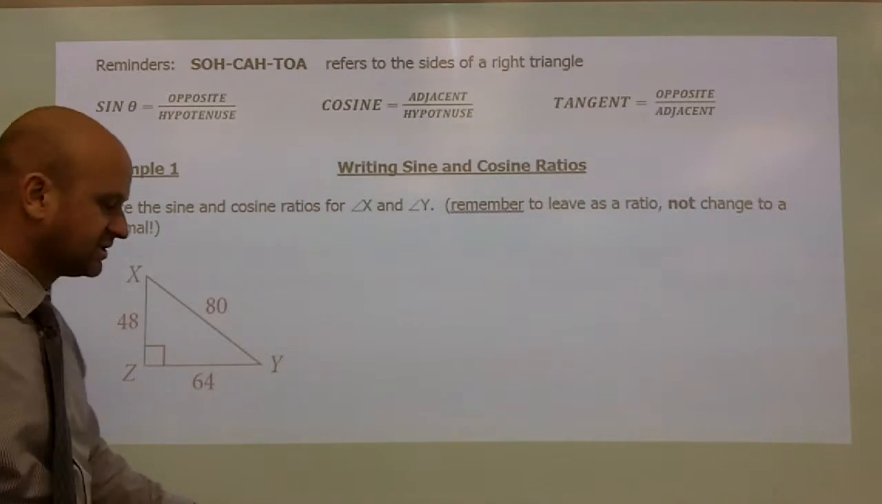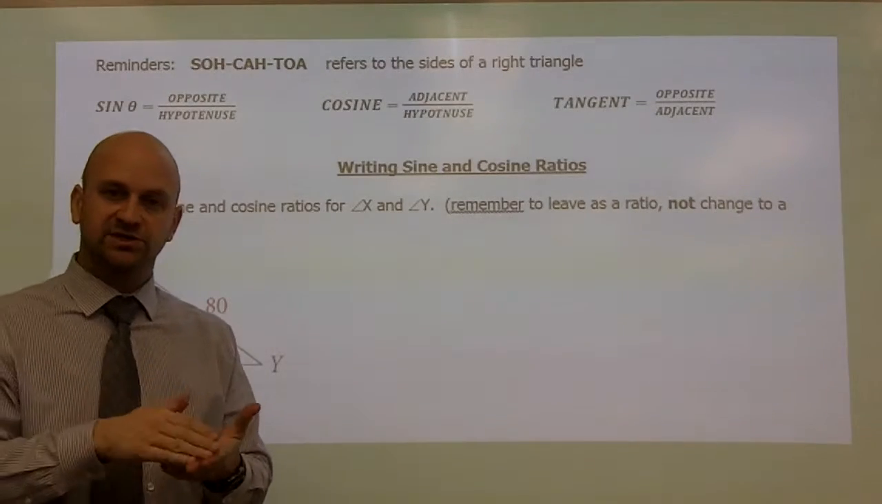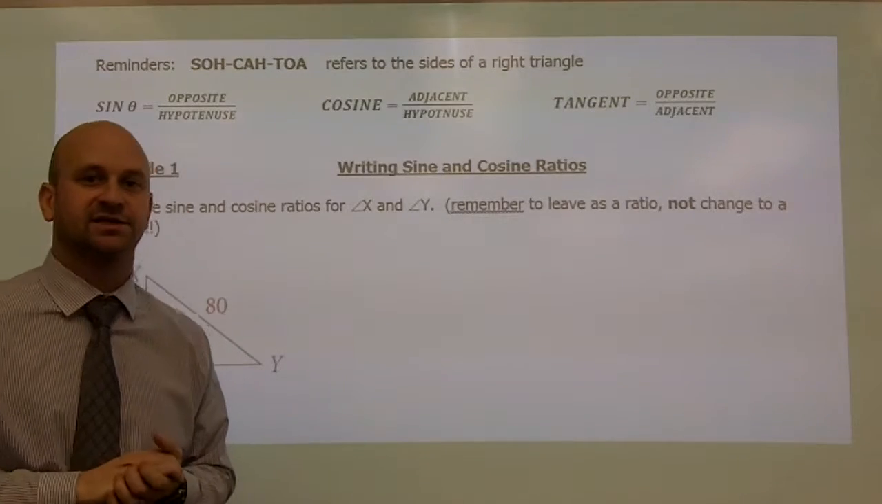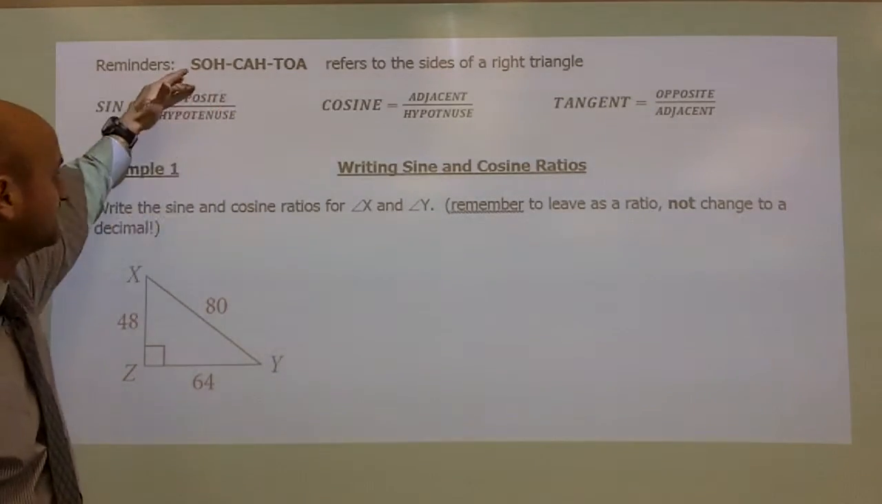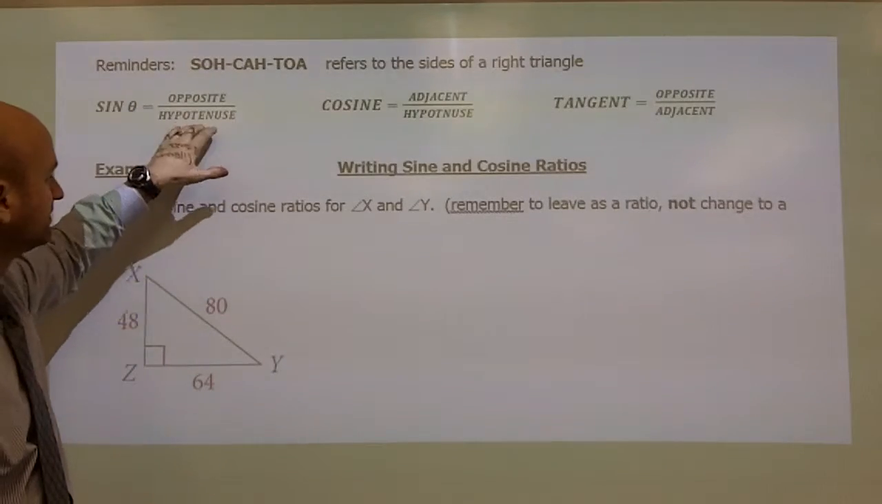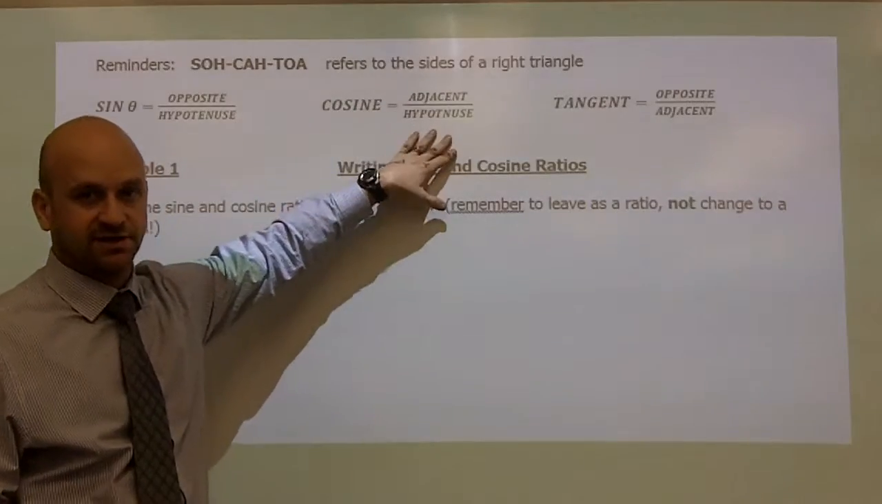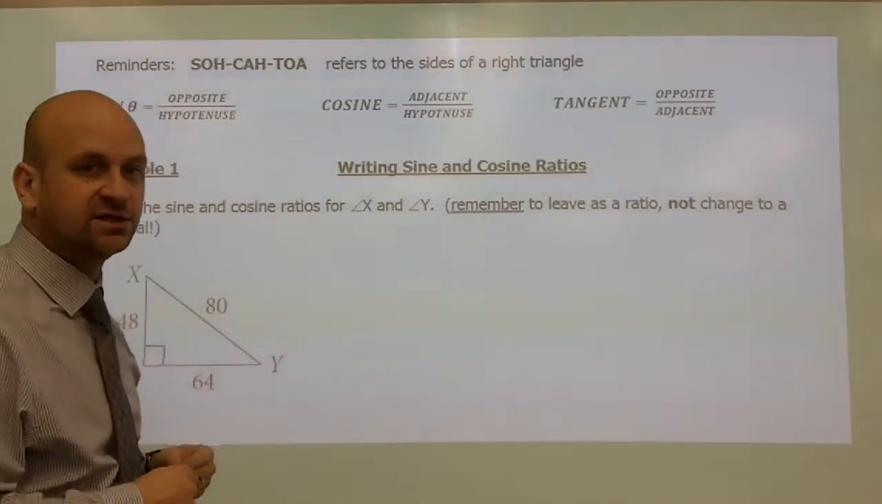All right, today what we're going to talk about is sine and cosine, and we're going to find ratios, side lengths, and angles similarly to how we did in tangent. Just as a reminder, sine is the opposite side of the angle divided by the hypotenuse of the triangle. Cosine is adjacent divided by hypotenuse, and tangent is opposite divided by adjacent.